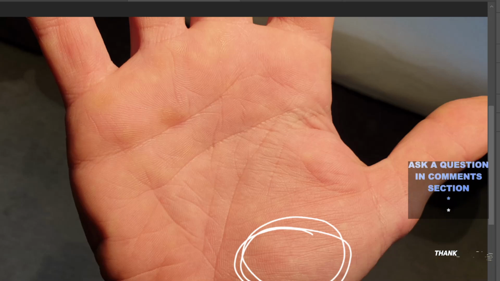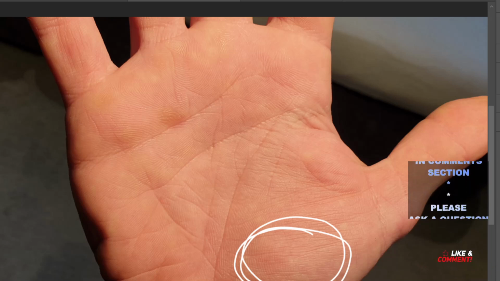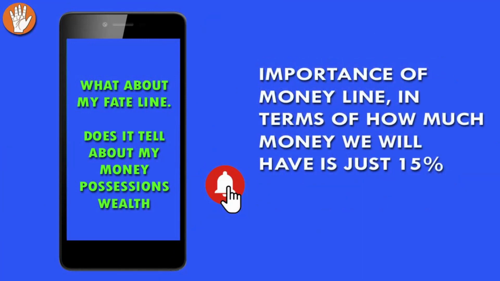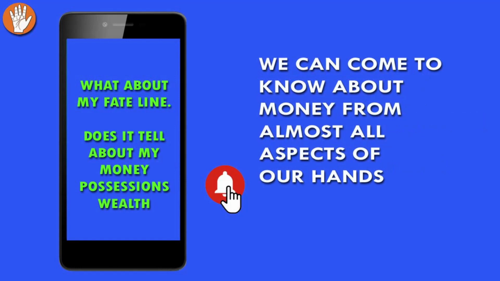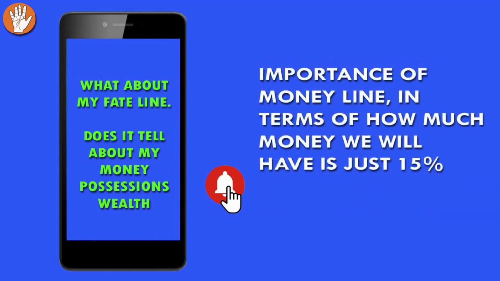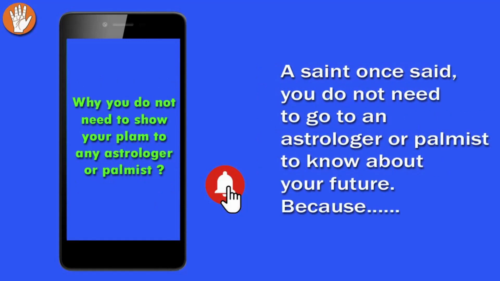Before I end this video, I would just repeat a few things that I repeat in almost all my videos. That is, we can come to know about money from almost any aspect of your palm. Money line importance in terms of how much money we are going to make is just 15%. We can come to know about money from almost all aspects of our hand. It could be your heart line, your head line, your lifeline, your money line, the amount of Mercury, Venus, Mars, or any other line. Even Jupiter is growth oriented, so the person has that upward line, so the person is always seeking growth, expansion in his life. So this is a positive aspect.